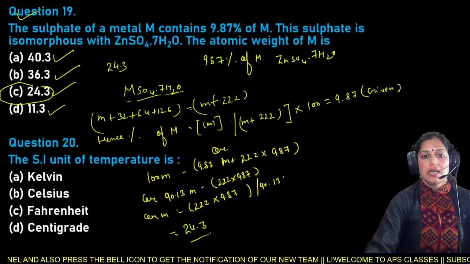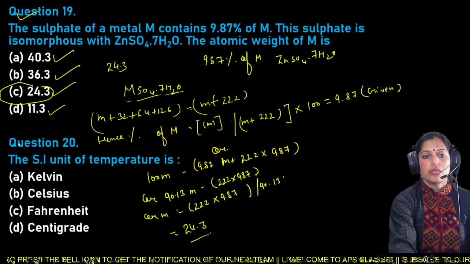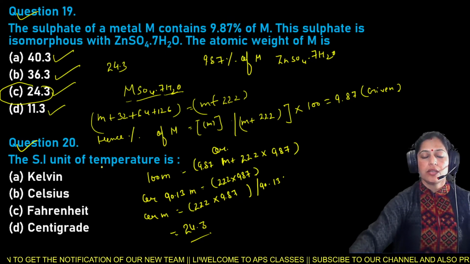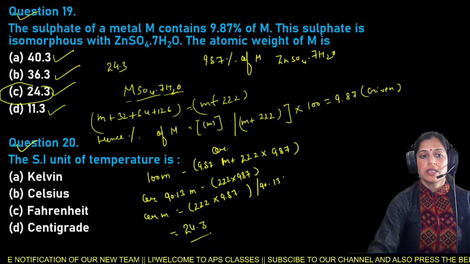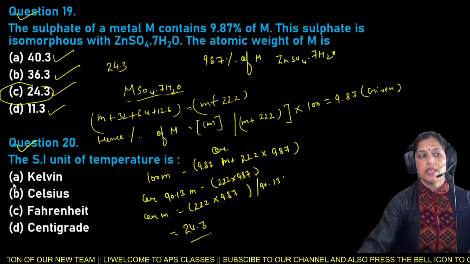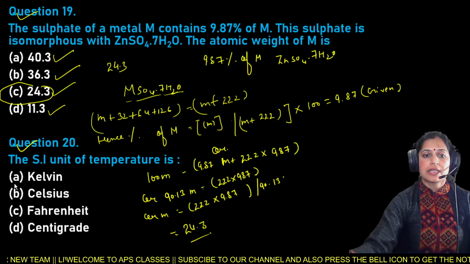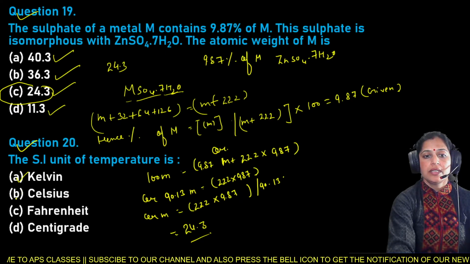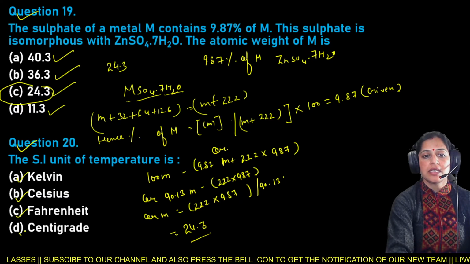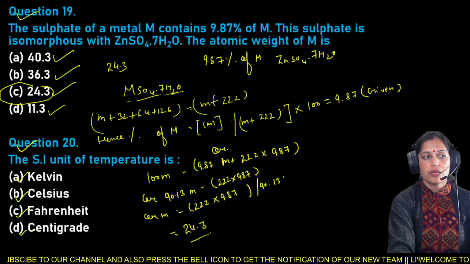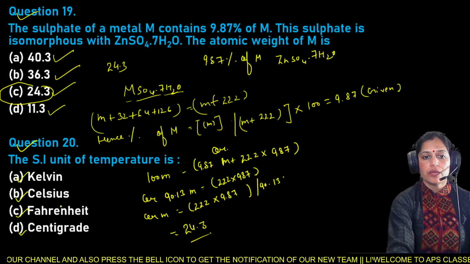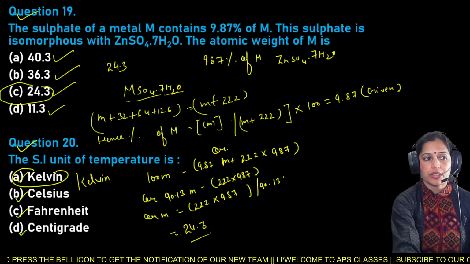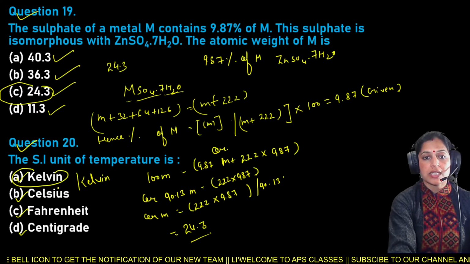And it is our last question for today's live video lecture, question number 20. The SI unit of temperature is: Kelvin, Celsius, Fahrenheit, and centigrade. So which is the SI unit of temperature? Here the SI unit of temperature is Kelvin.